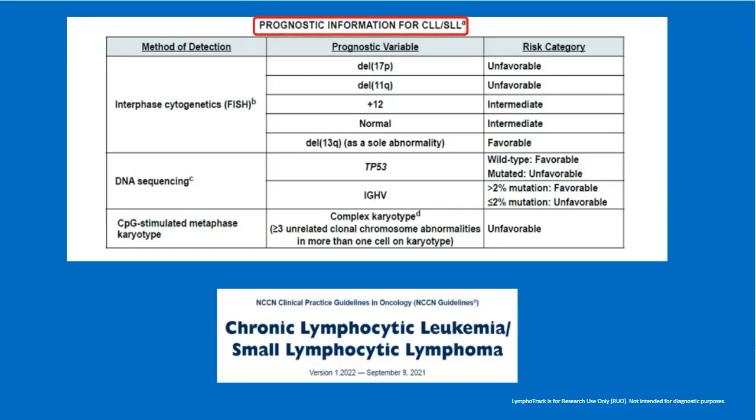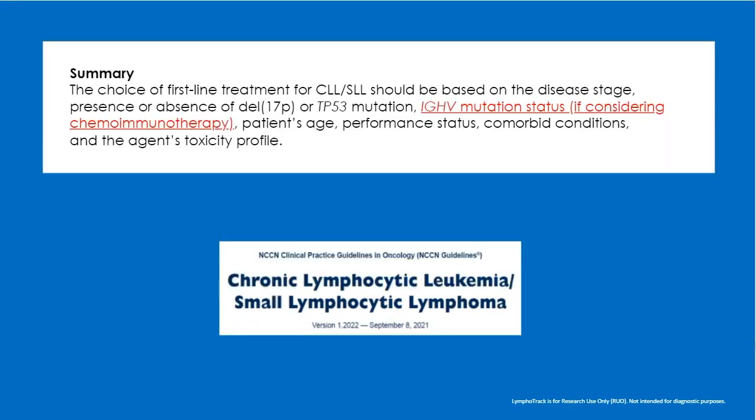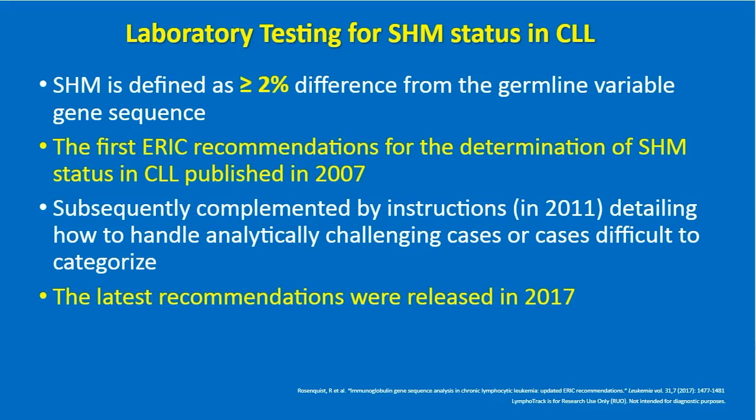As you can see, we went through some of the genetic chromosomal changes, most are unfavorable. And for the IGH mutation status, mutated status is more favorable, and unmutated status is unfavorable. And in summary, the guidelines clearly say IGH mutation status, especially if you're considering chemoimmunotherapy, is a very important marker for patient management. So that takes us to how we do the laboratory testing for mutation status assessment.